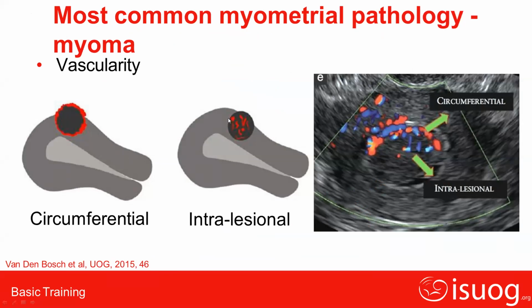In this case of intralesional vascularity, you can see so many vessels within the myoma. This is a circumferential vascularity. This is the wall of the myoma and you are getting circumferential vascularity, but inside also you are getting some, that is intralesional. So two types of vascularity are seen in myoma. One is circumferential, another is intralesional.